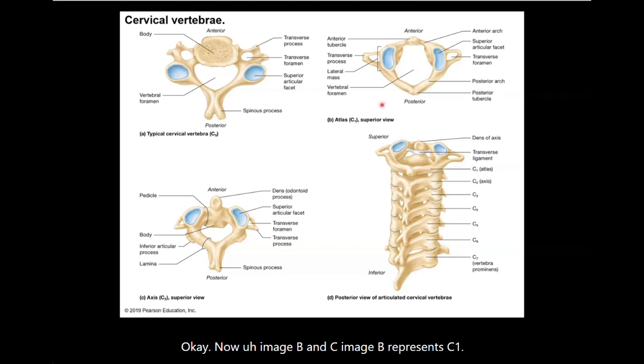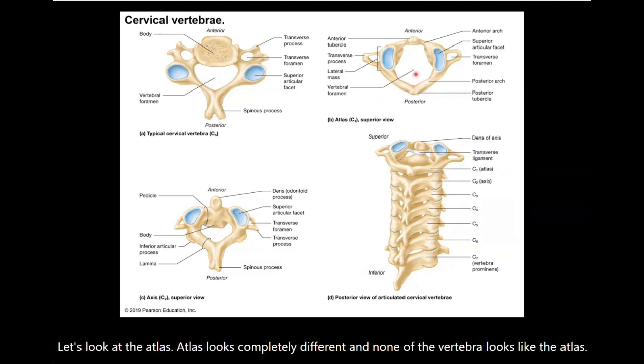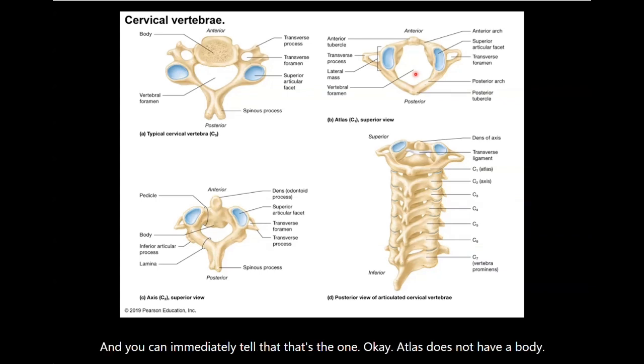Okay. Now, image B and C. Image B represents C1. Another name for C1 is atlas. And then picture C represents C2. Another name for C2 is the axis. Okay. Let's look at the atlas. Atlas looks completely different, and none of the vertebra looks like the atlas. And you can immediately tell that that's the one. Okay. Atlas does not have a body.